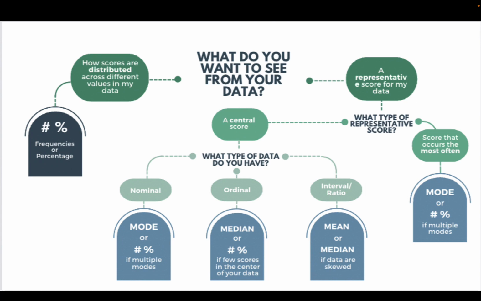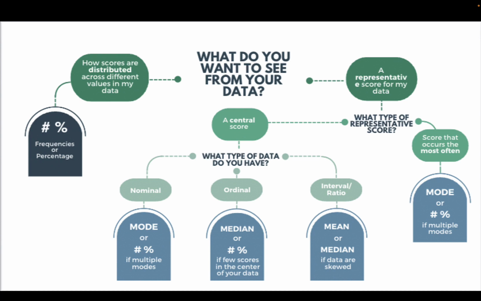To use the diagram, start by answering the question, what do you want to see from your data? Do you want to see how scores are distributed across different values in your data? If that's the case, you should present either a frequency or a percentage. Do you want to show how scores on a variable differ from one another? If that's true, and if you have an interval or ratio variable, you should present a range.